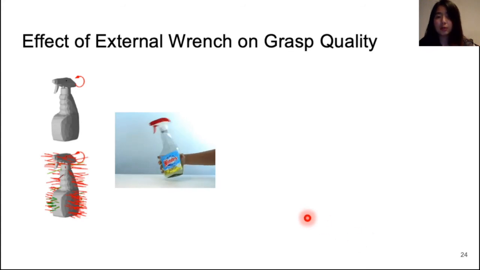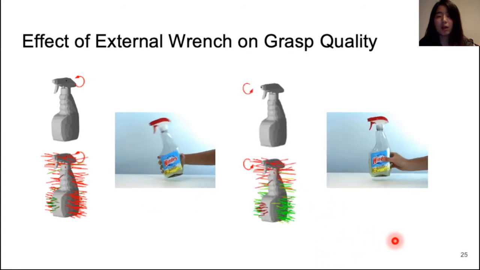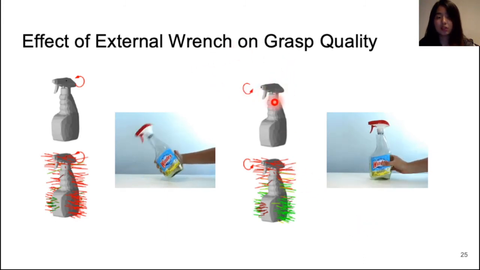Here, to rotate the spray bottle, we specify a counterclockwise torque on the object. This results in grasps farther from the point of rotation being ranked as more robust, which matches with how a human would likely grasp it in real life. On the right, we rotate the spray bottle around different axes with a different torque. The grasp analysis changes to align with the direction of the rotation.